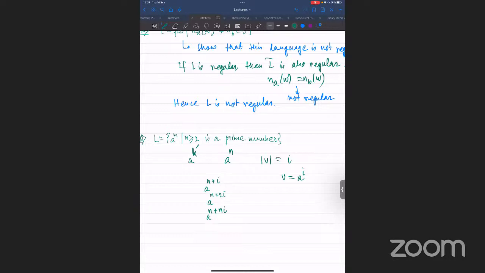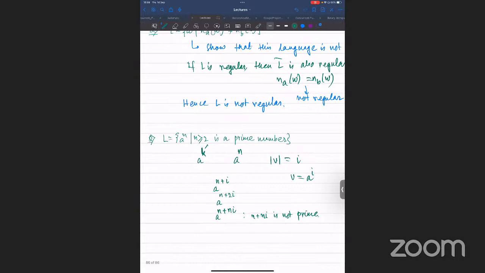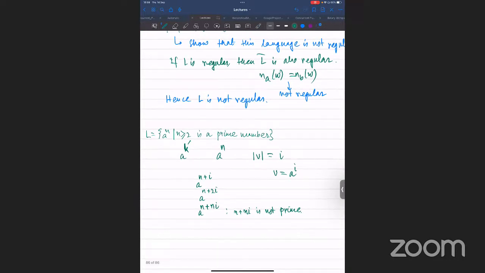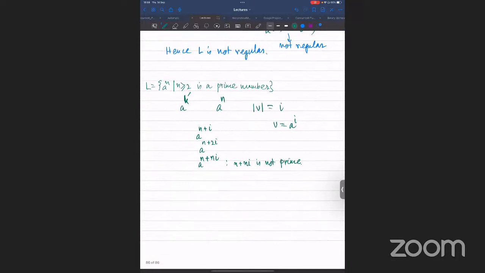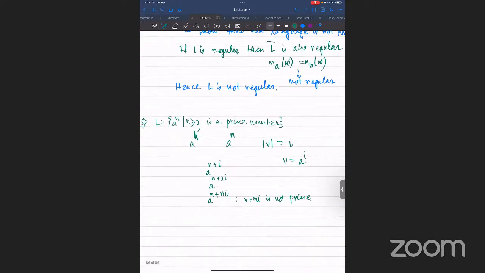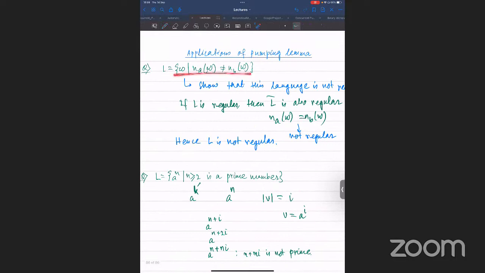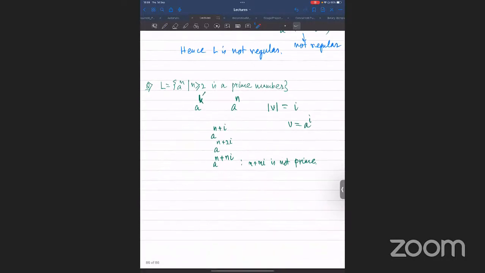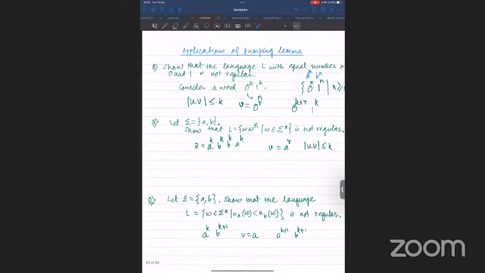Okay. So this is N plus Ni is not prime, right? Often you can prove things using the pumping lemma, but sometimes using closure properties can make things much easier. You can also maybe try this directly with the pumping lemma. I mean, it may be possible. I didn't try it, but using closure properties, it becomes much easier. Now, what did we see?